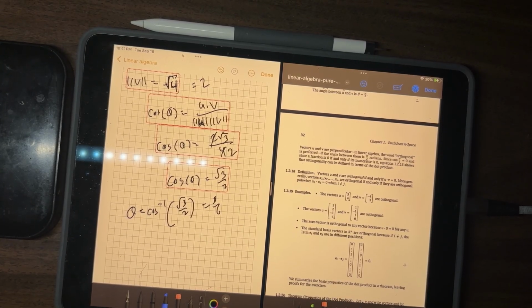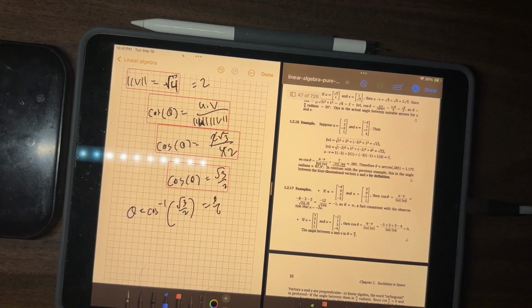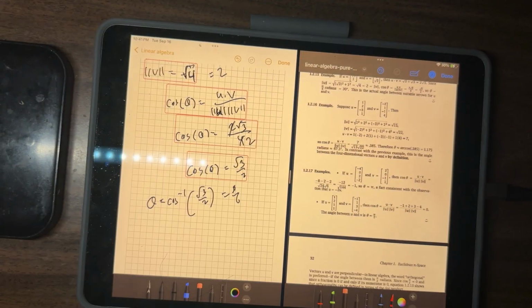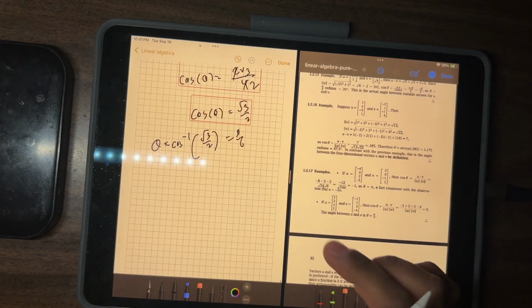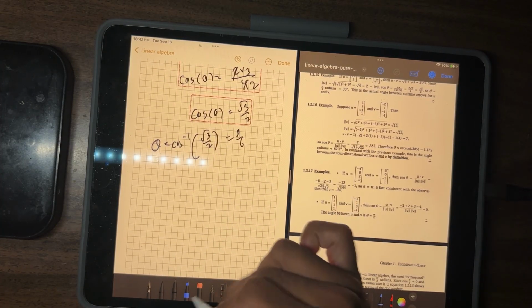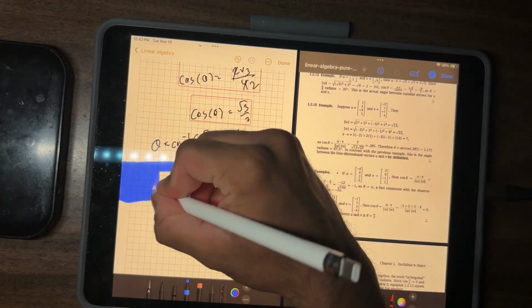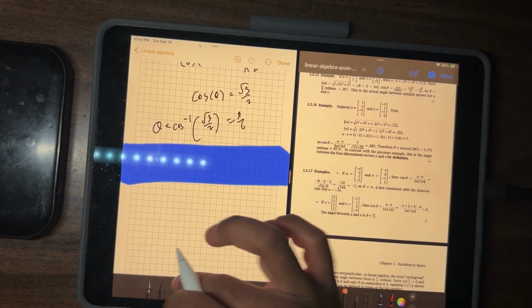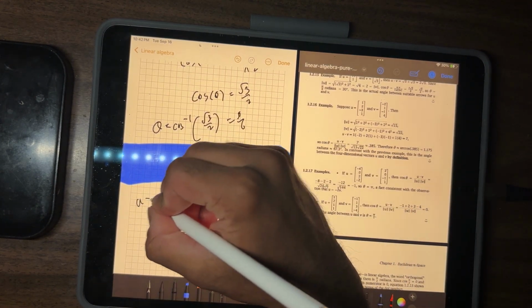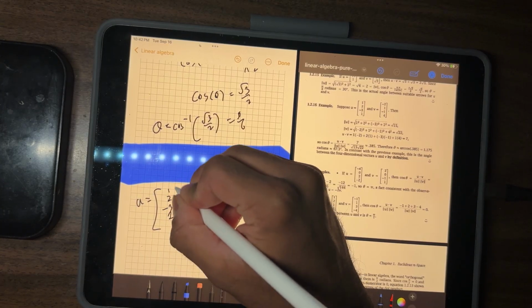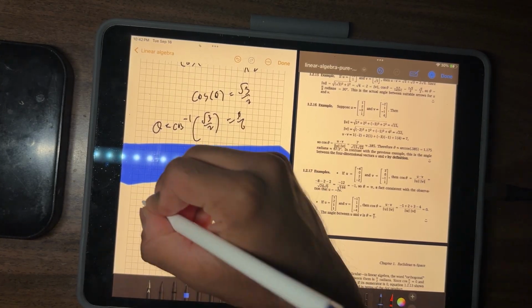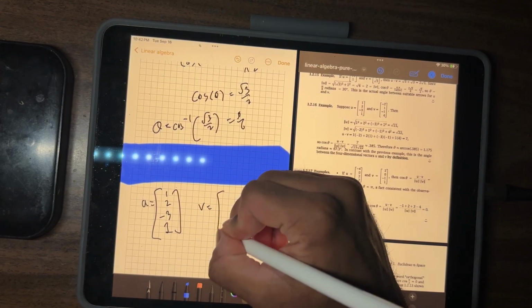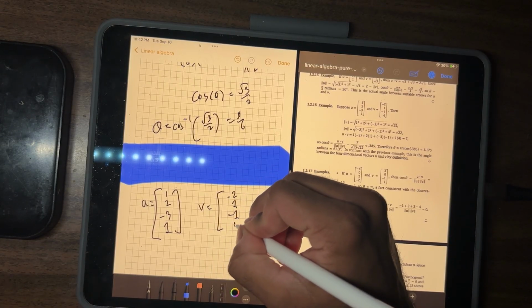Okay, so let's do another example. Oh shit, so you have 1.2.16. So let's suppose u was 1, 2, minus 3, 1, and v was minus 2, 1, minus 1, 4.